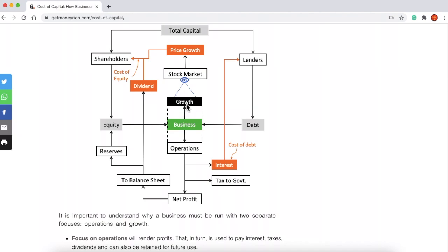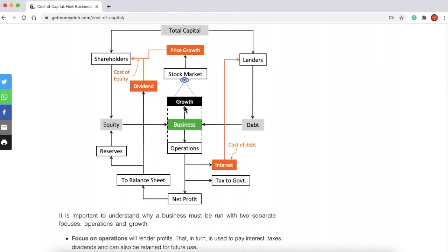So what does this growth do? This growth increases the operating capability of the business, which in turn generates more profits, means more reserves and more dividends for the shareholders. But while this is happening, the stock market, you can see, is also seeing the total business, and especially its focus is on the growth. How fast the company is growing. This is what the stock market is always asking with its listed companies.